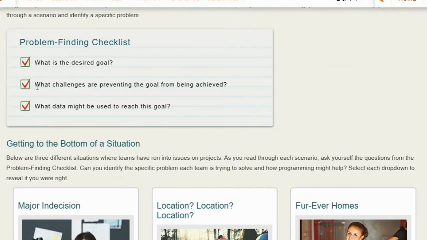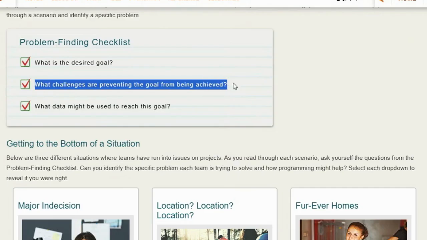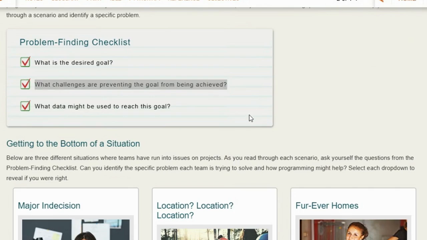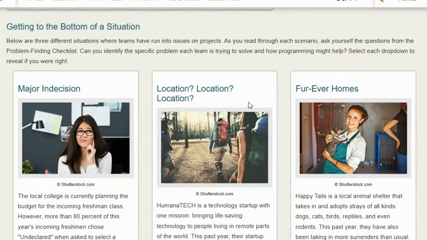And then what challenges are preventing the goal from being achieved? Obviously, we're going through this problem. Something isn't working right. So let's figure out what we want the end goal to be, and why are we not getting there? What's the problem? And what data could be used to reach this goal? So, getting to the bottom of a situation.